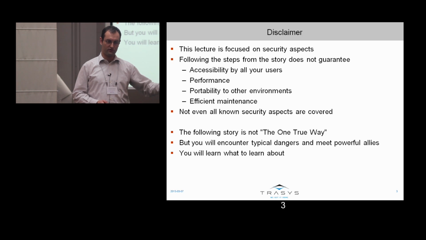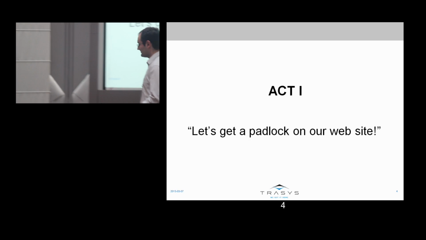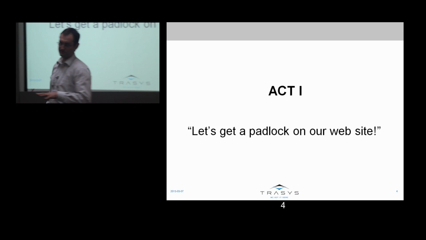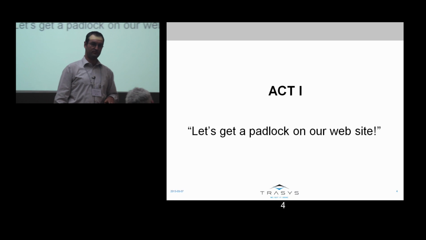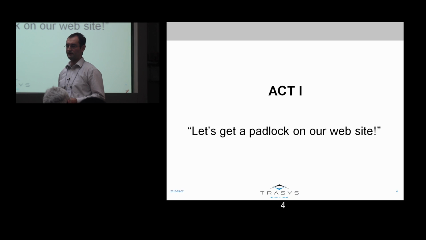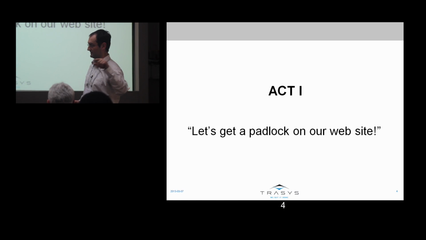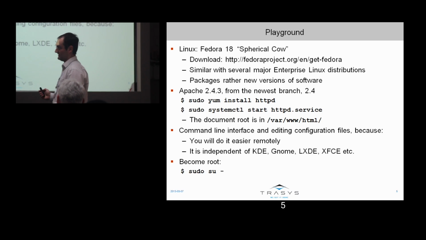And over the course of this journey, you will see possible mistakes that you can make, and you will see some things that can help you. It's a story in 4 parts. The first one is probably when your organization wakes up, and thinks, I'd like to have one of those padlocks on my website, for security. So that's how it starts.